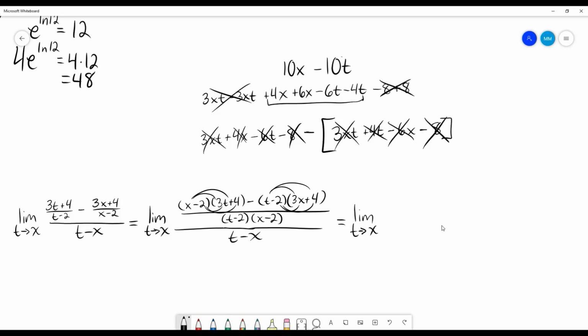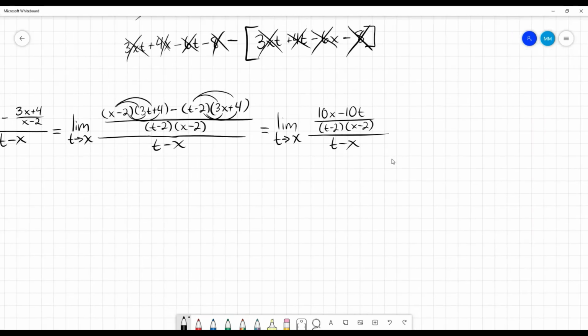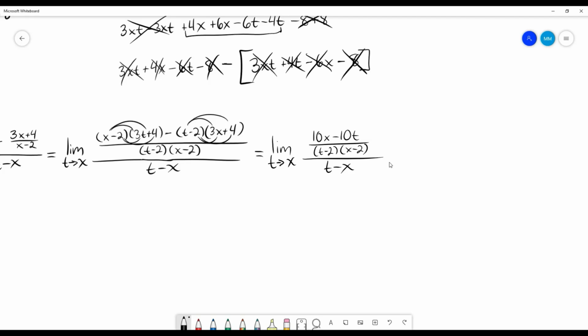So we just got that this is 10x minus 10t over (t minus 2)(x minus 2), all over t minus x. All right, we're seeing some progress now. This is a little bit easier for us to work with. So let's see here. We want to get this top bit in the form of t minus x so that we can cancel that out, so get rid of that complex fraction.